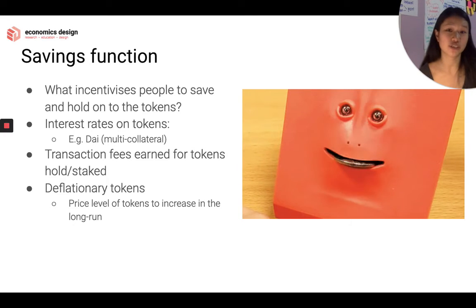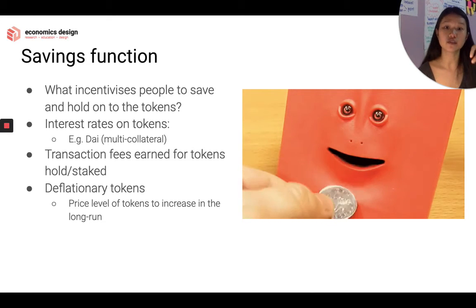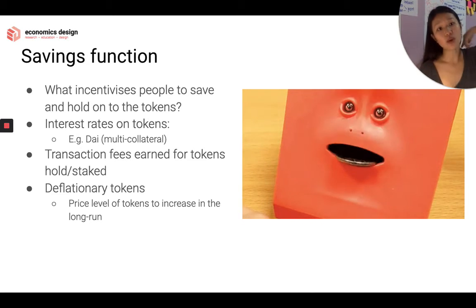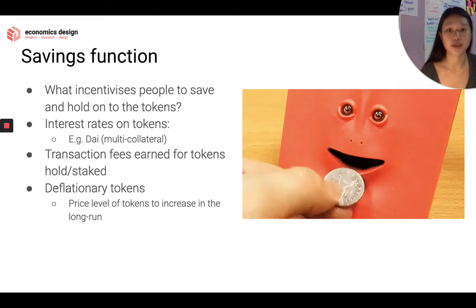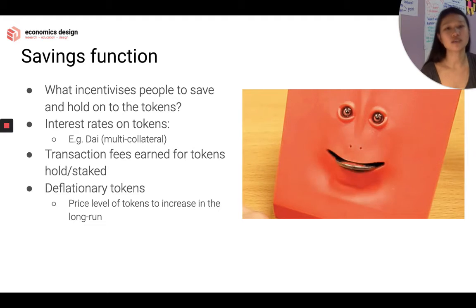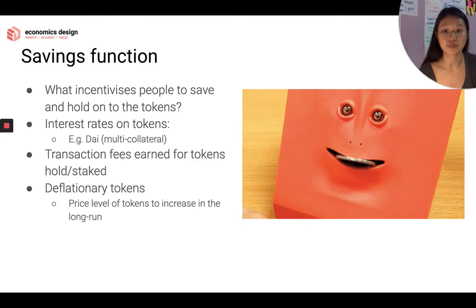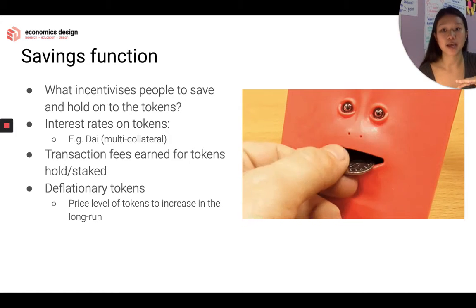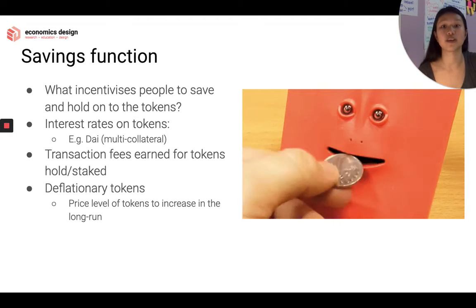Or you have deflationary tokens. Deflationary tokens means that in the long run, the prices of tokens will actually increase. Why? Because there is a reduction in supply. So deflationary token, if you think about it, Bitcoin is quite deflationary because there is a limited supply, but the demand continues to grow. So the demand grows much faster than the supply, and so the price value will increase. So it's deflationary.